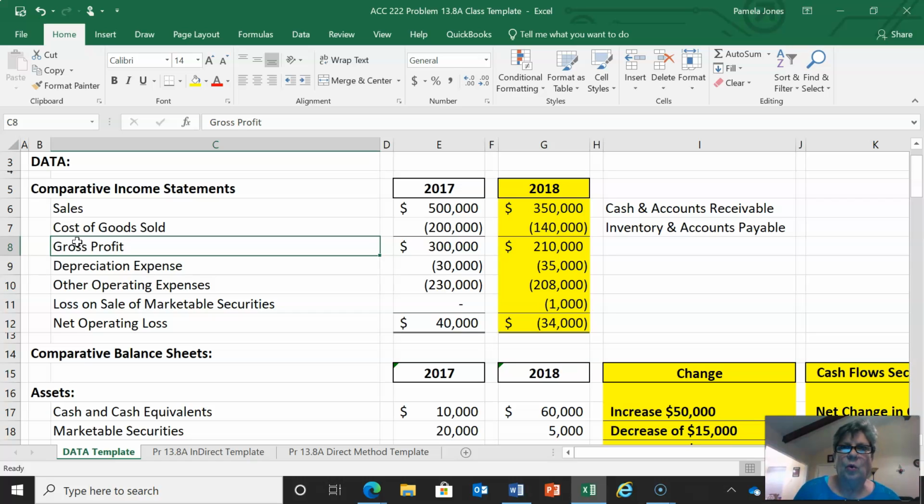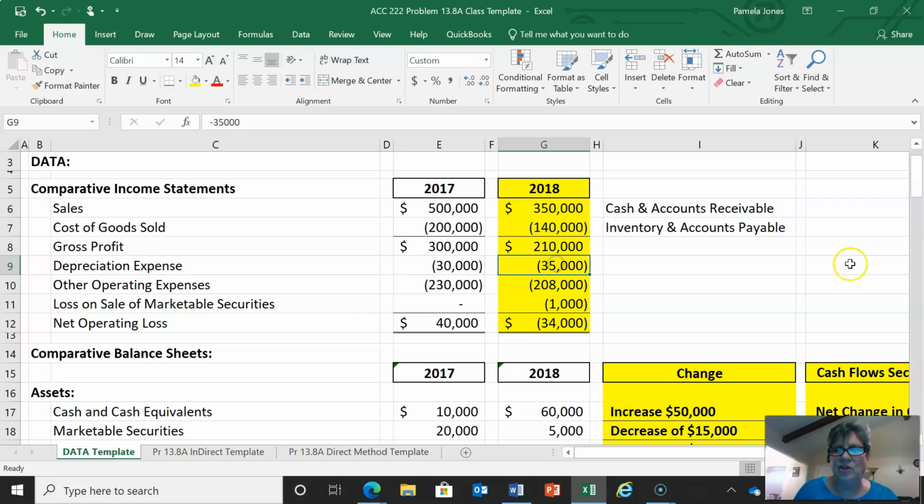It's just a subtotal. We only convert income statement account balances that are reported to cash paid or cash received for that particular item, not the subtotals. So the next expense account listed is depreciation expense, and we see that depreciation expense for 2018 was $35,000.